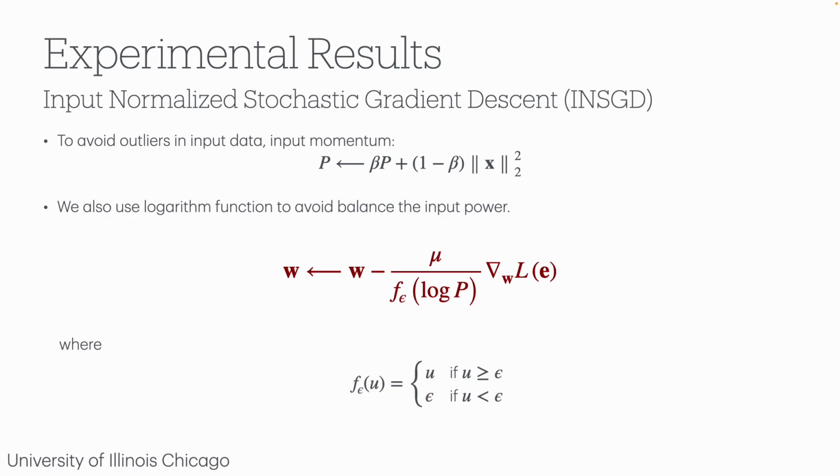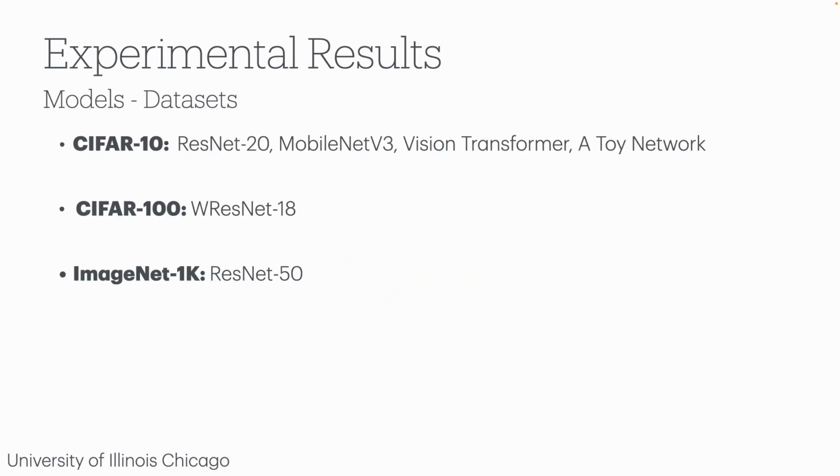We also took some inspiration from one of the related works and used the logarithm to balance the input power, to avoid it being too large or too small. So we decided to use the logarithm. And to avoid division by 0 or a negative value, we also use a regularized function, which you can see the details of here. So now I want to present the experiments.